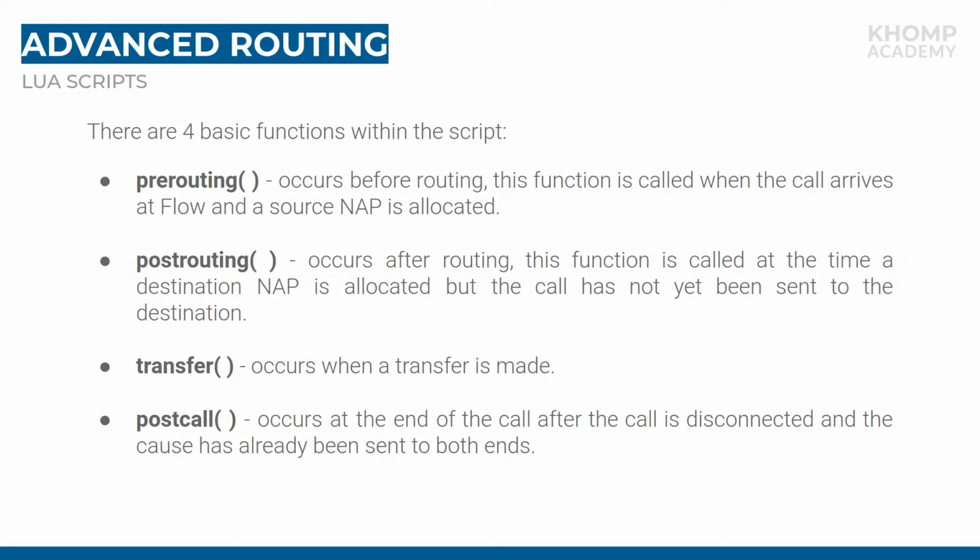So we implemented this transfer routing script. And the last one is the post call. The post call happens at the end of the call, after the call is disconnected. Once the call is complete, we can run a specific routing script in order to close the channels, and it could also register the status of the call somewhere else. So these are our four basic functions.